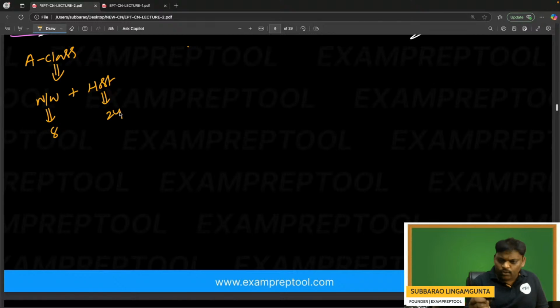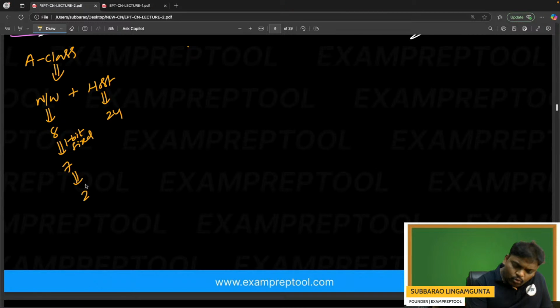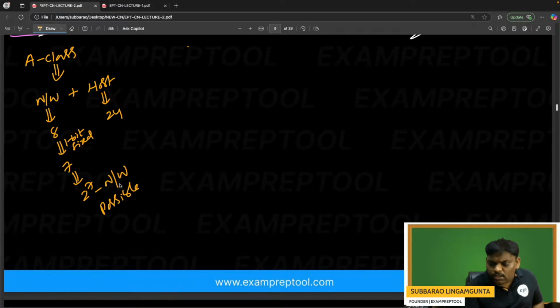Okay, but out of those 8 bits, 1 bit is already fixed. So because of 1 bit fixed, the remaining is 7 bits. When you say class A, network is 8, host is 24. In the 8 bits, 1 bit is already fixed, so 7 remain. With the 7 bits, 2 power 7 networks are possible.